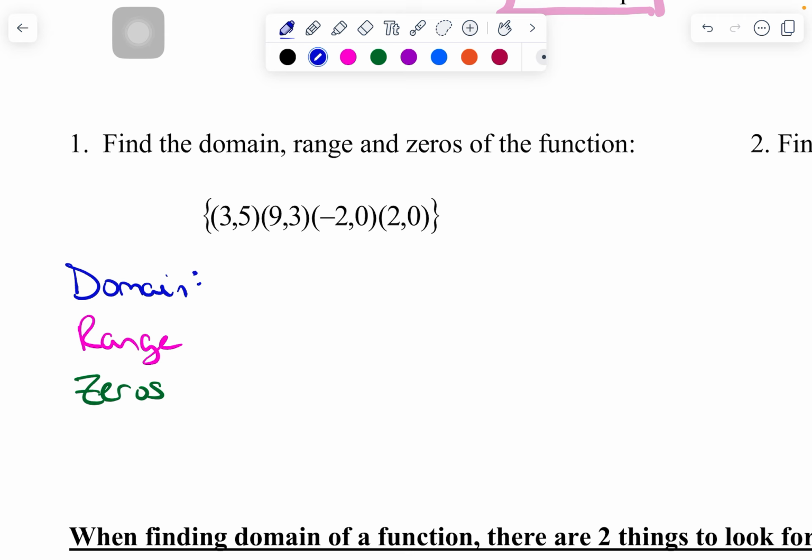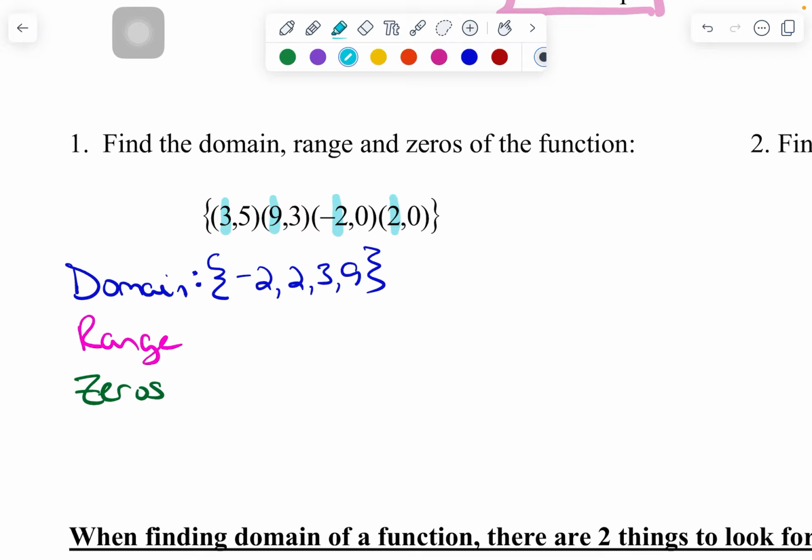Okay, so let's talk domain values. Domain values are the x values. So when we look at the x values of your function here, we've got 3, 9, -2, and 2. Now, technically, the order doesn't matter in how you write these. I'm going to go ahead and put them in numeric order: -2, 2, 3, and 9. Little set notation there, using the braces to hold the pieces together.